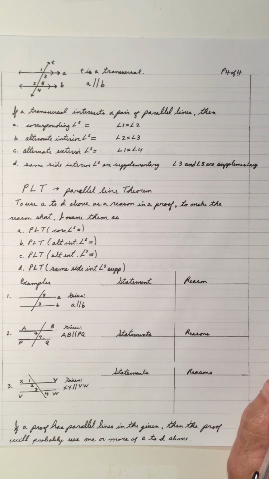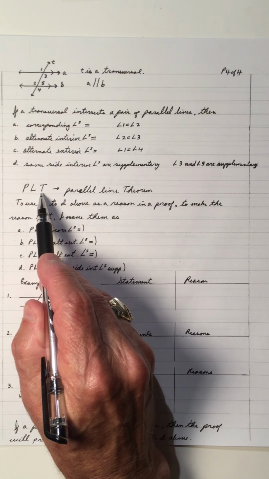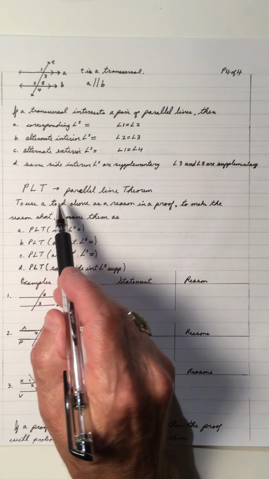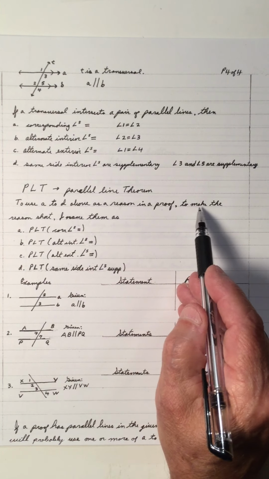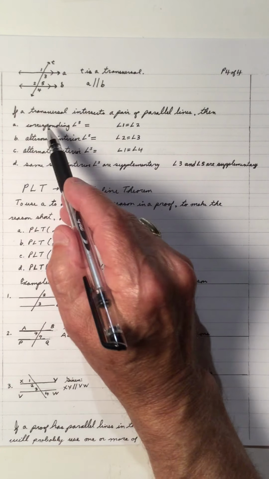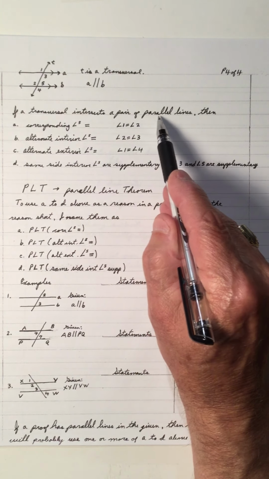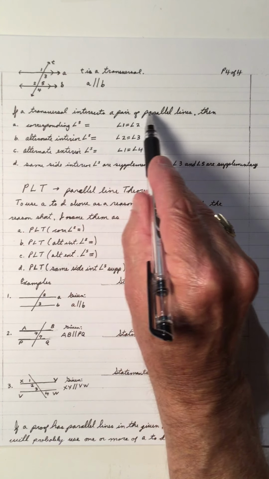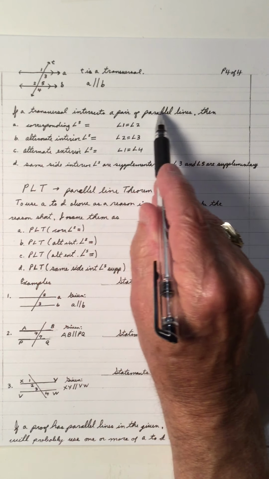So, based on that, I call it PLT, the parallel line theorem. To use the four of these above as a reason in a proof, to make a reason short, I named them. So instead of writing out the whole statement, if a transversal intersects a pair of parallel lines, then the corresponding angles are equal, I just write PLT, corresponding angles equal. Saves all this writing.